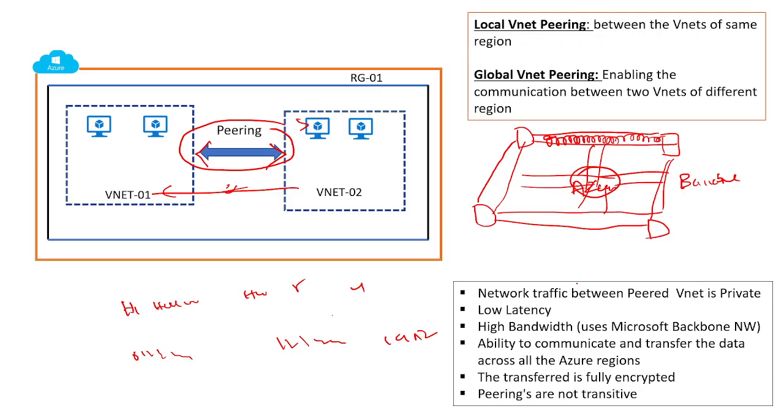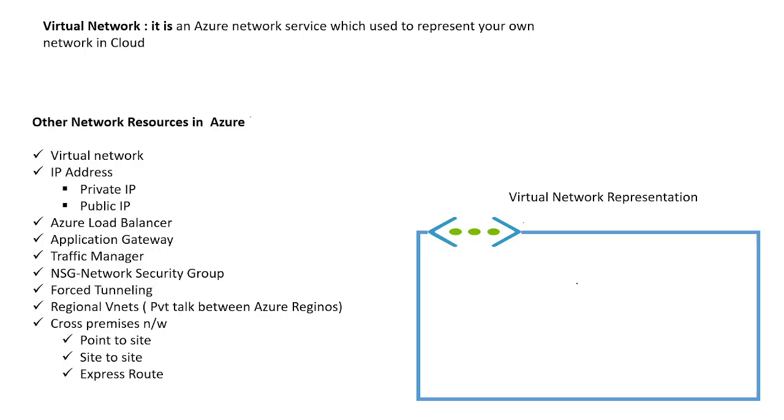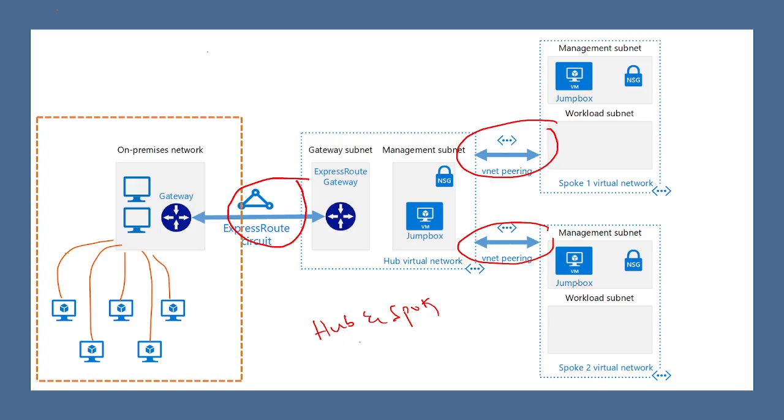So that is the introduction, and the overall theory of virtual network and other network resources which will be coming in Azure, and also how the connectivity between your on-premises and Azure is established. You have to tell it like this. When you have offices on-premises and offices in the cloud together, then we call it hybrid. Hybrid means you have both on-premises as well as cloud data centers. The connectivity between your on-premises and the cloud is established using an ExpressRoute.